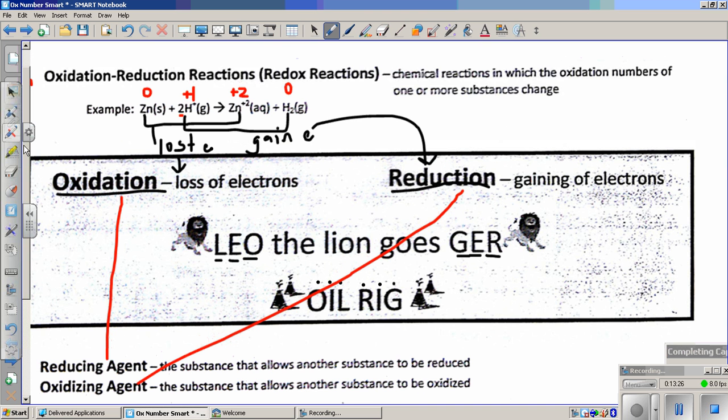Also, you might be thinking, why is reduction gaining of electrons? Because the word reduction usually means to go down. And the reason is because you're gaining electrons, and electrons have a negative charge. So the charge is going down, and that's why it's called reduction. It's a reduction in charge, which must mean a gaining of electrons.